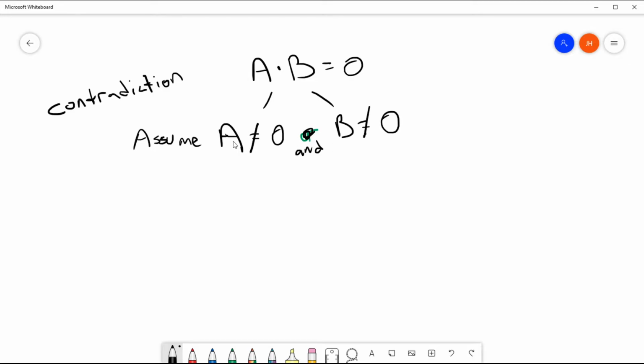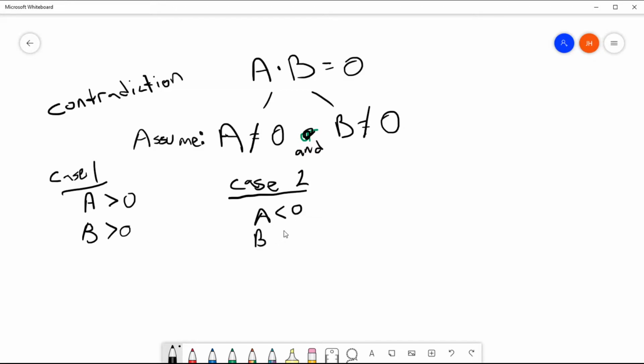Now, if A does not equal 0 and B does not equal 0, that provides us with some cases, and this is a common strategy in math as well. When you're proving things, you just set up the various cases that you could exist in. So here's going to be case 1, where they are both positive. So A is greater than 0 and B is greater than 0. Case 2 would be that they're both negative. A is less than 0 and B is less than 0.